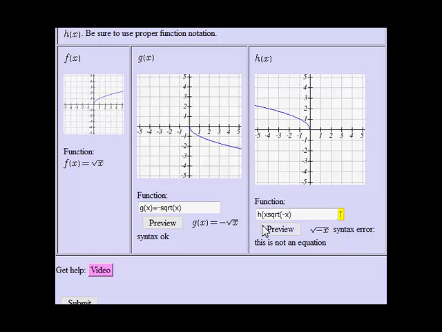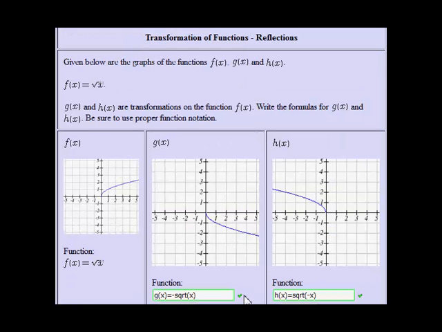So the syntax h of x equals is necessary because all equations have an equal sign, and the directions said to use proper function notation, necessitating that I use function notation in my answer. I pressed the submit button to verify the computer is considering my answer to be correct, indicated by the green check mark.